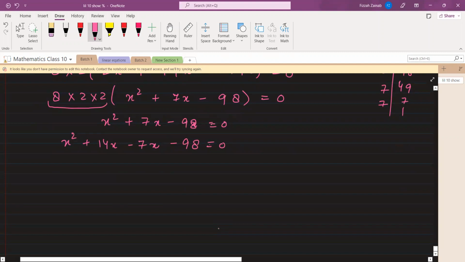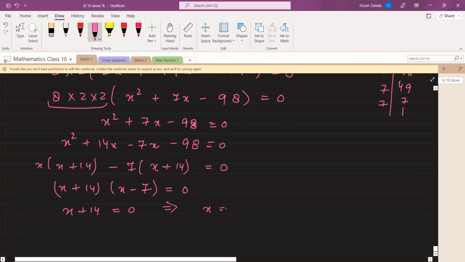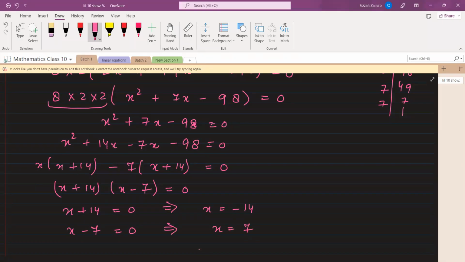Okay. Now you take x common. So x plus 14. Then minus of 7 common. So x plus 14 is equal to 0. Then x plus 14 into x minus 7 is equal to 0. Right? So x plus 14 is equal to 0. That gives you x is equal to minus of 14. And x minus 7 is equal to 0. So that implies x is equal to 7, right?